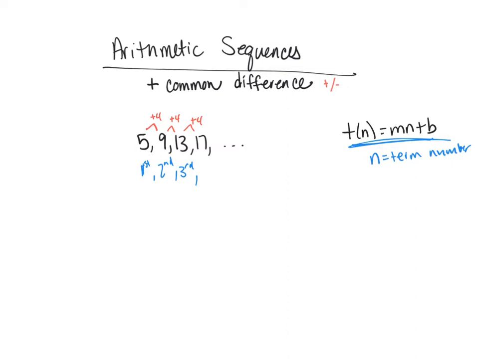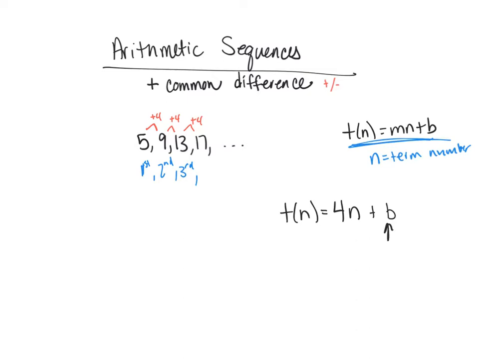So in order to write this equation, I need to figure out what my rate of change is. Well, I know my common difference is 4, so that is going to go in where my slope would go in my equation. So I have t of n equals 4n plus b.